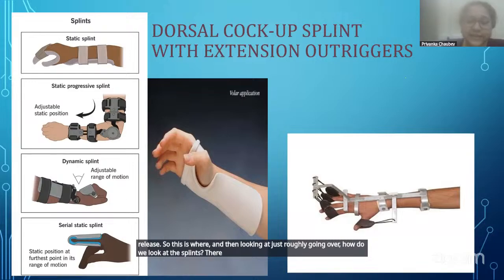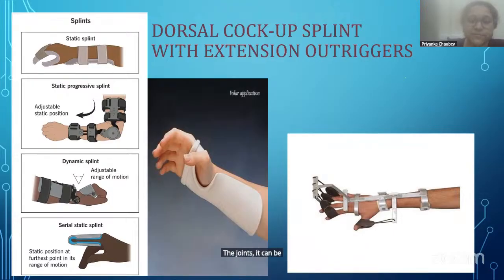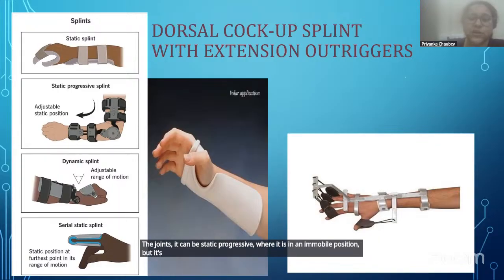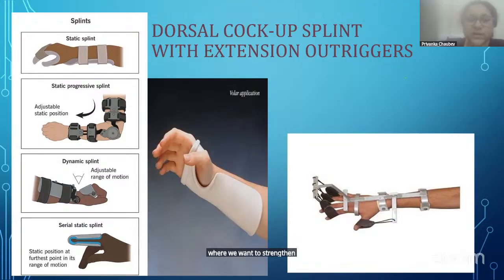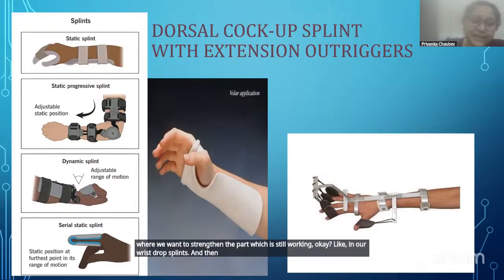The splints can be static in nature, where it immobilizes the joints. It can be static progressive, where it is in an immobile position, but it's an adjustable immobile position, commonly used in post-op conditions. It can be dynamic, where one component is static and there's one component which is dynamic, like we have the outriggers, where we want to strengthen the part which is still working, like in our wrist drop splints. And then we have a serial static splint where we want to increase the range of motion and we keep increasing the static splint range.